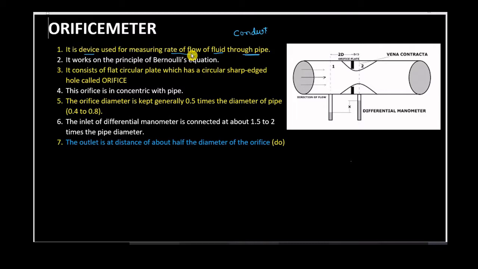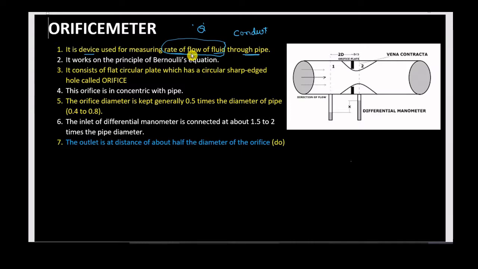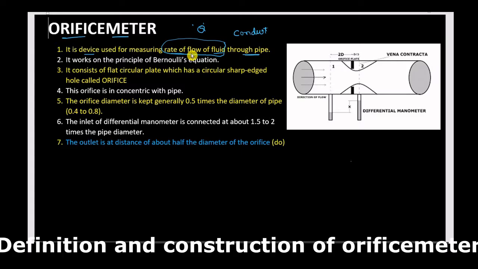And dear students, rate of flow of fluid is called what? It is discharge. Or in another meaning, you can say it is also a device used for measuring discharge. Okay, that is the first definition of the orifice meter. And the second, this orifice meter also works on the principle of Bernoulli's equation.